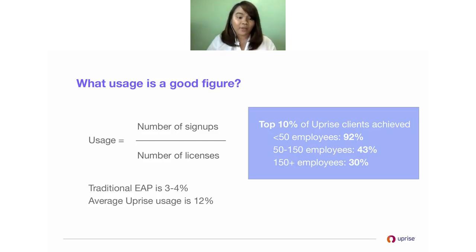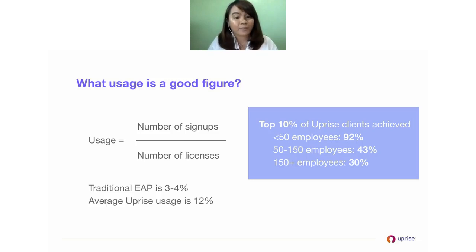For Uprise, though, our average usage is around 12%. And I reckon this is because Uprise has different kinds of services and not just crisis management. As you know, you have your digital platform, your manager assistance, your coaching or therapy service, and you have this webinar as part of our Uprise service. So that's the range or percentage that we have in terms of usage.